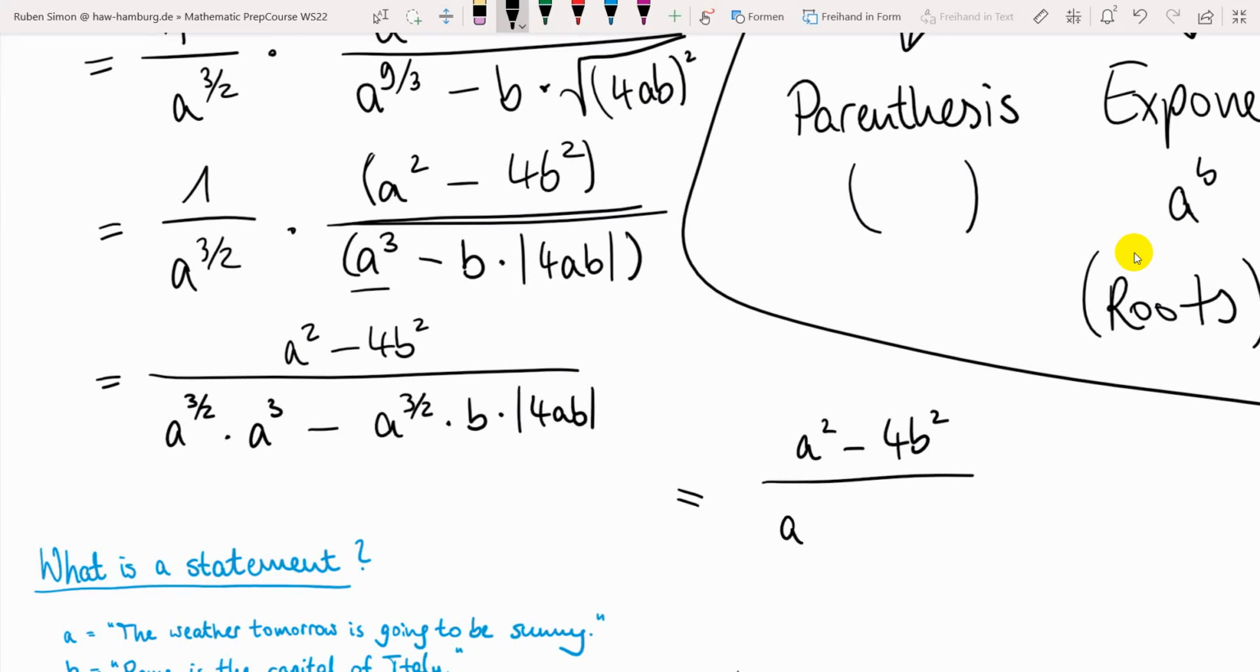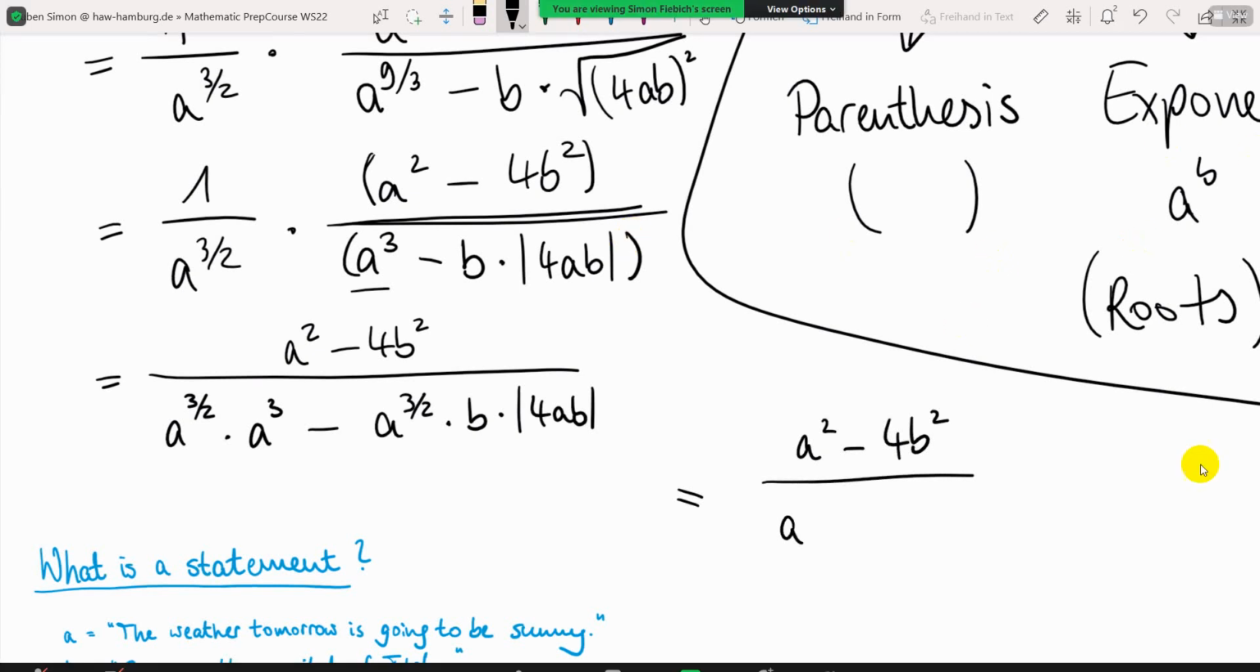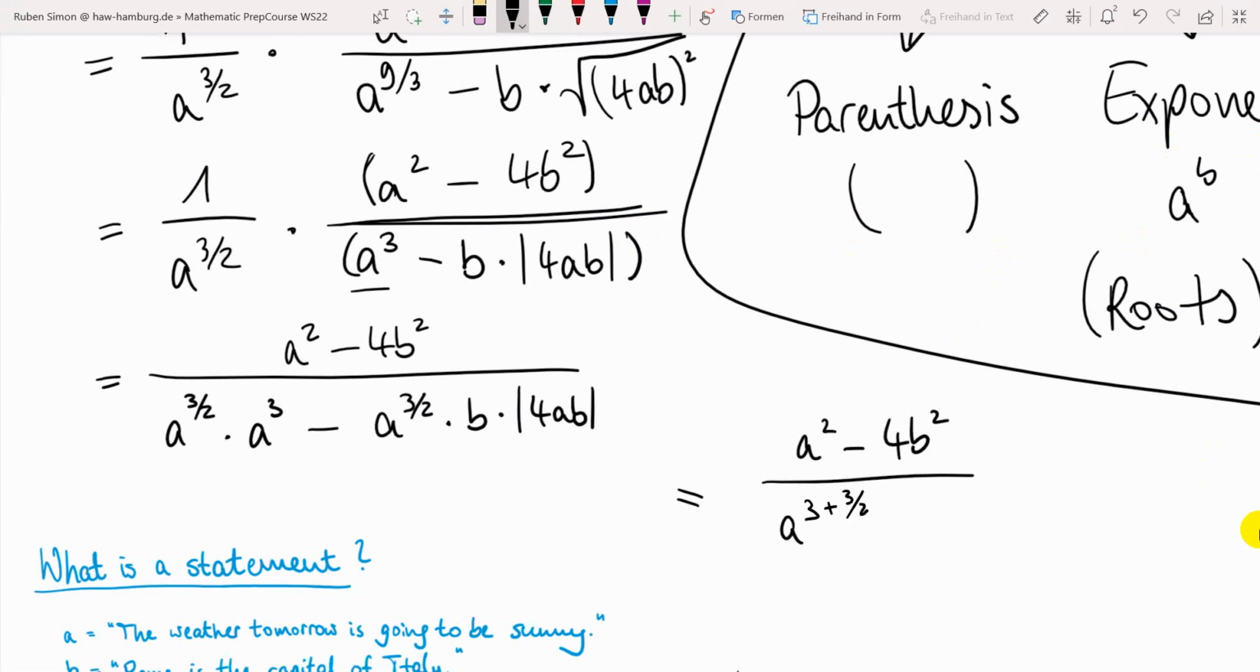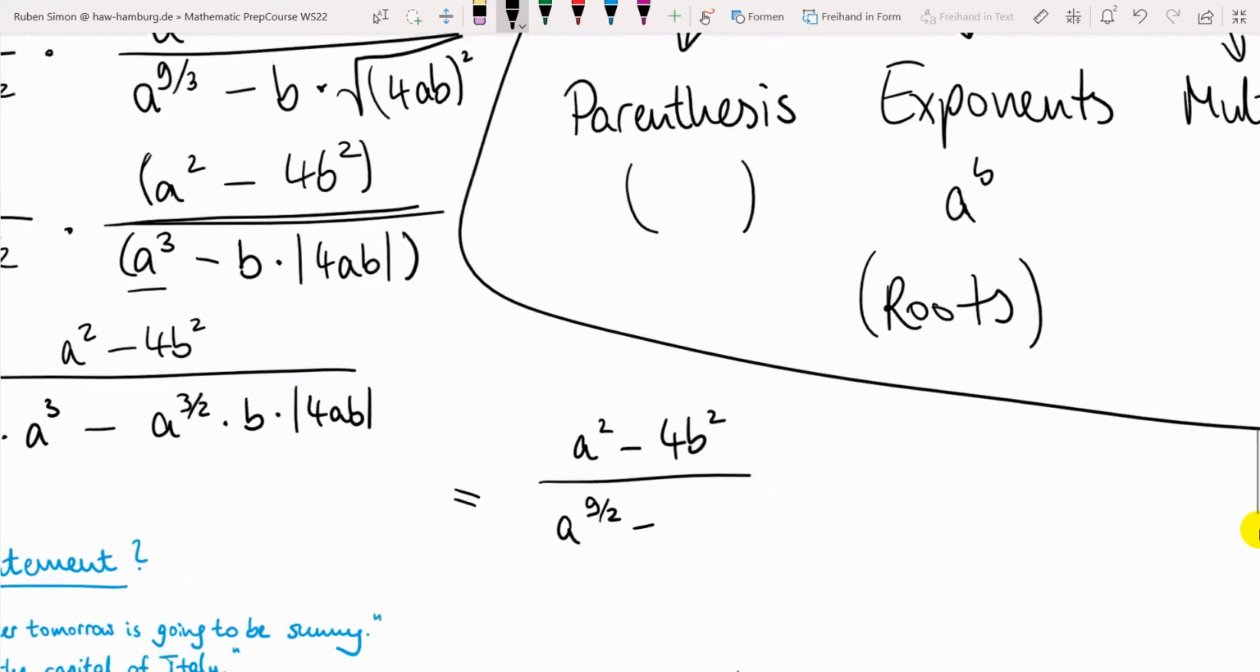And now we can apply one of the exponentiation rules, because this is going to be 3 plus 3/2 in the exponent, if you remember this rule. And 3 plus 3/2 is 9/2. Should be correct, right? Yes. Yeah. What can we do with the other term right here?